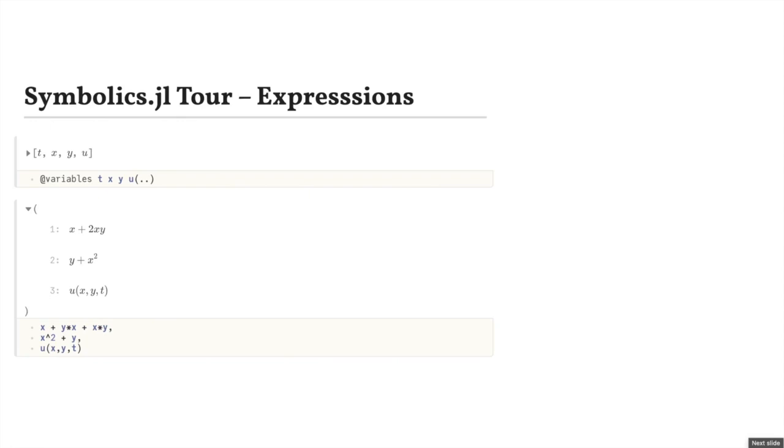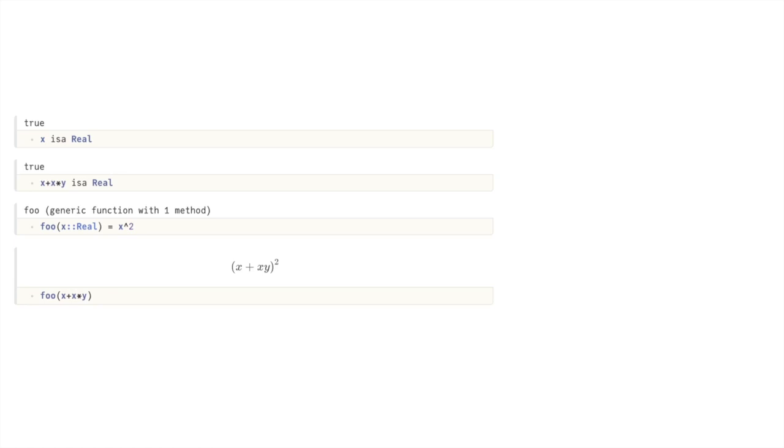You can create variables using the @variables macro. By default, variables represent either real numbers or real functions. Here, t, x, and y are real valued variables, and u is a real valued function. Any arithmetic on variables returns symbolic expressions. We see that the variables and the expressions are actually subtypes of Real. This allows us to propagate symbolic values into Julia functions that only accept Real.